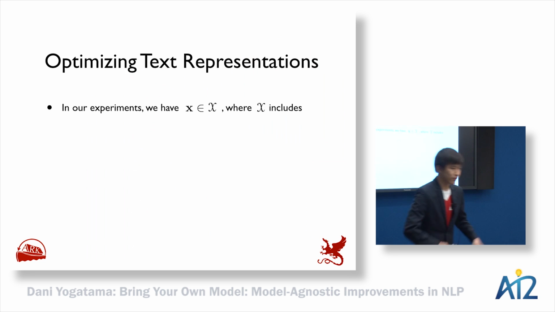Okay. Now, when we want to optimize text representations, what are the axes that we're going to be optimizing over? There are many choices. These are the choices that we use in our experiments.